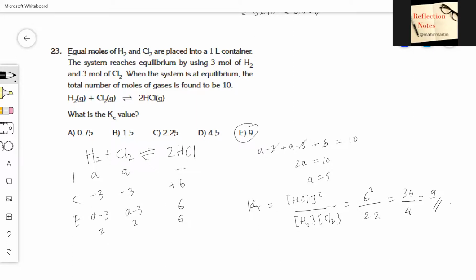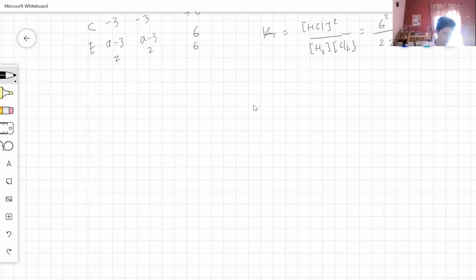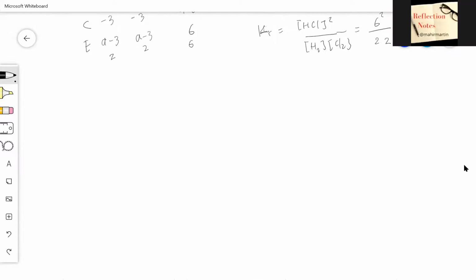Zambak, in number 2, what's the meaning of homogeneous equilibrium? Okay. I didn't explain this because in Indonesia, generally they are not included here, but it is very easy to know. Homogeneous means they are the same type. The state of the equilibrium must be the same. If gas, all of them are gas. If aqueous, all of them are aqueous. That's homogeneous. If there is something different in the state, then it is heterogeneous.